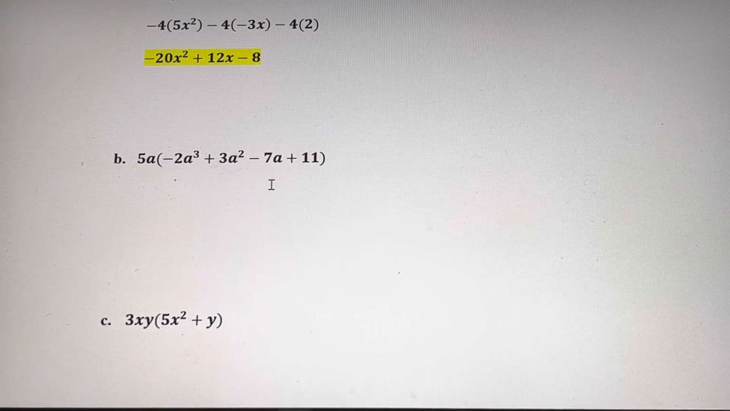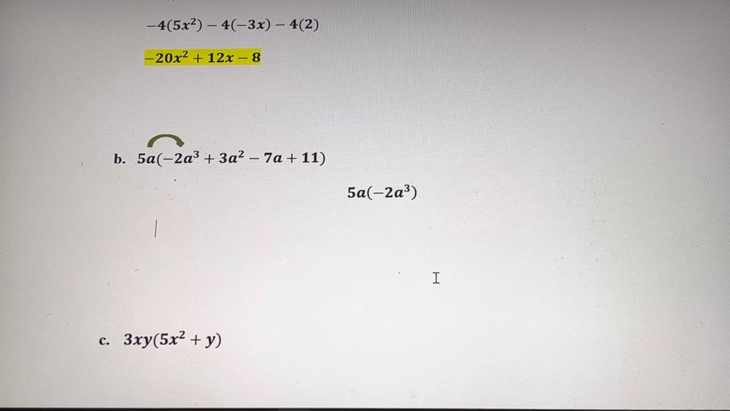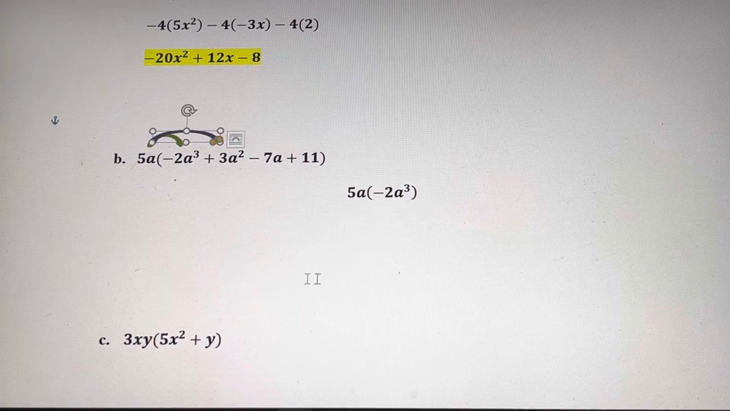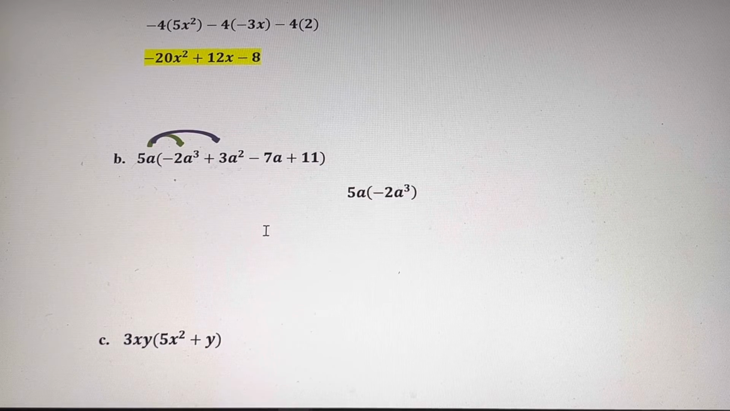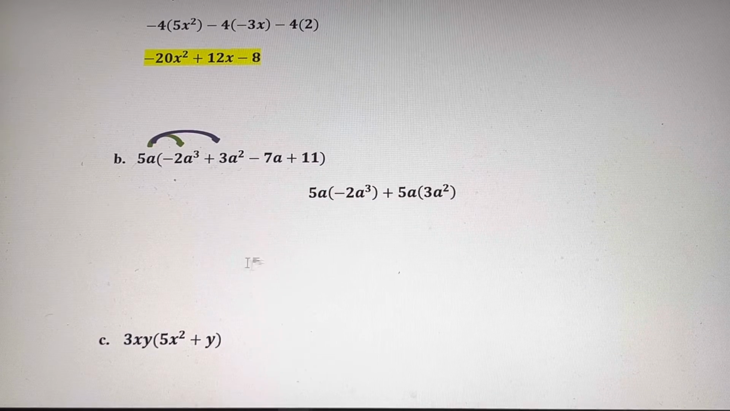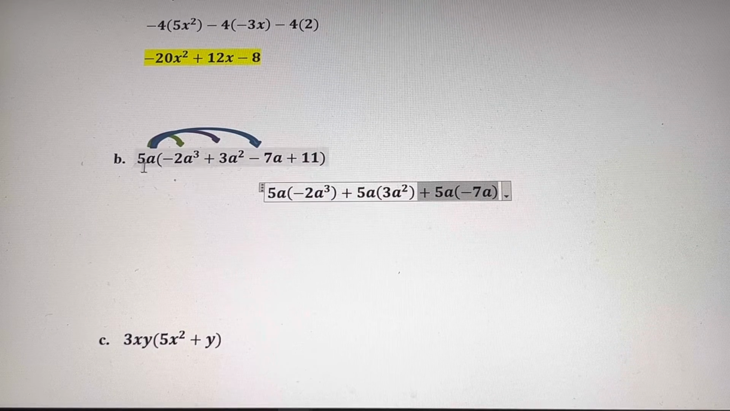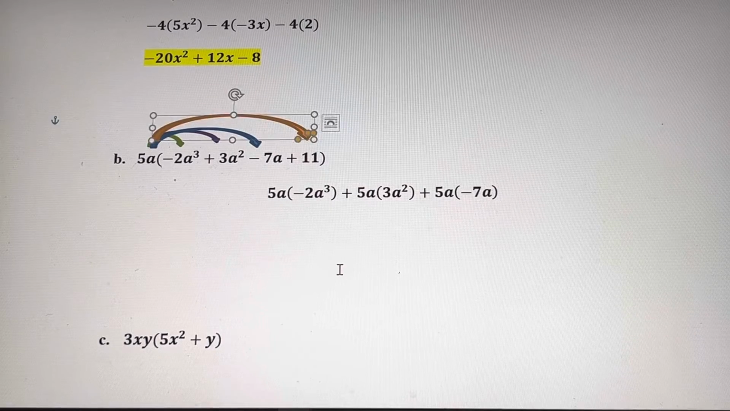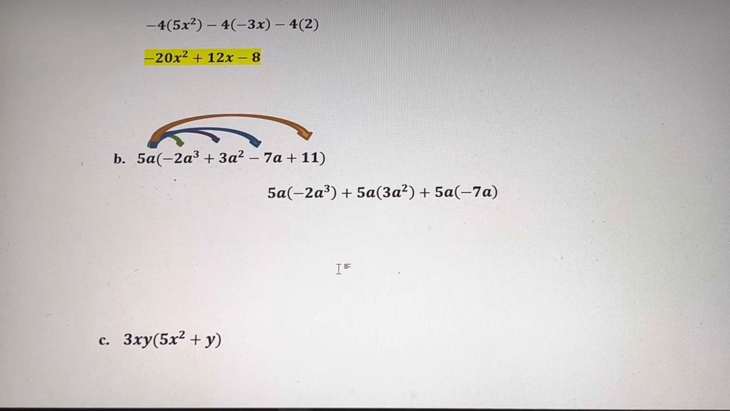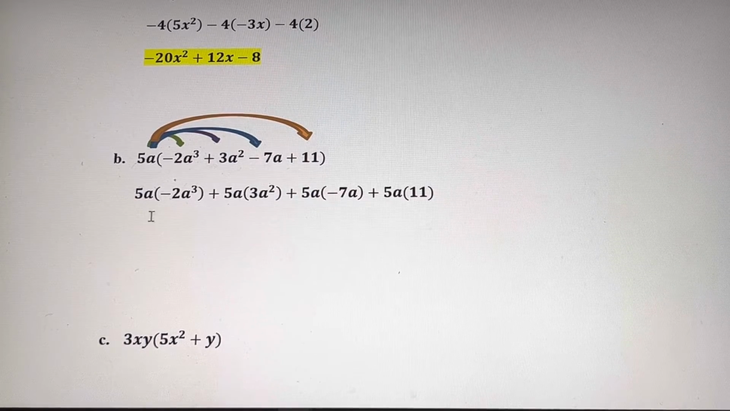Okay, so 5a times -2a cubed. So we can write that out. Then it's going to be 5a times 3a squared. So we can write that out. Then we've got 5a times the -7a. So we can write that out. And we got 5a times the +11. Again, we're going to distribute. Okay, so we're going to multiply the 5a times all 4 of the terms inside the parentheses.